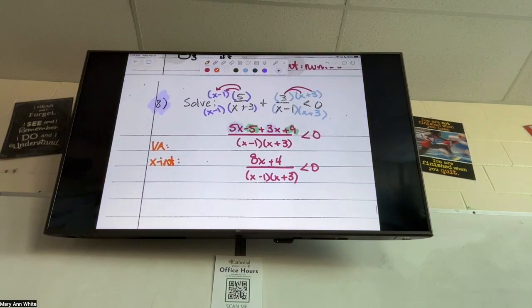Okay. So my vertical asymptote on this one, I actually have two. I've got +1 and I've got -3. Okay. My x-intercept, I can set 8x plus 4 equal to 0. And so x is going to equal -4 divided by 8, which is -1/2. So those are my points of change.